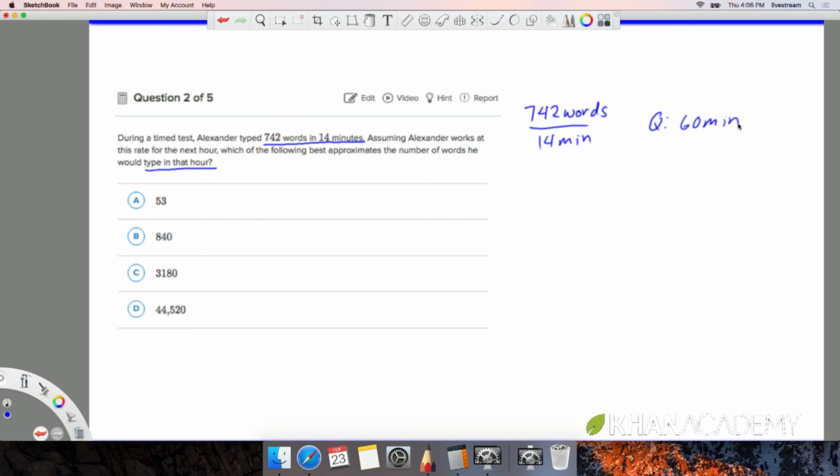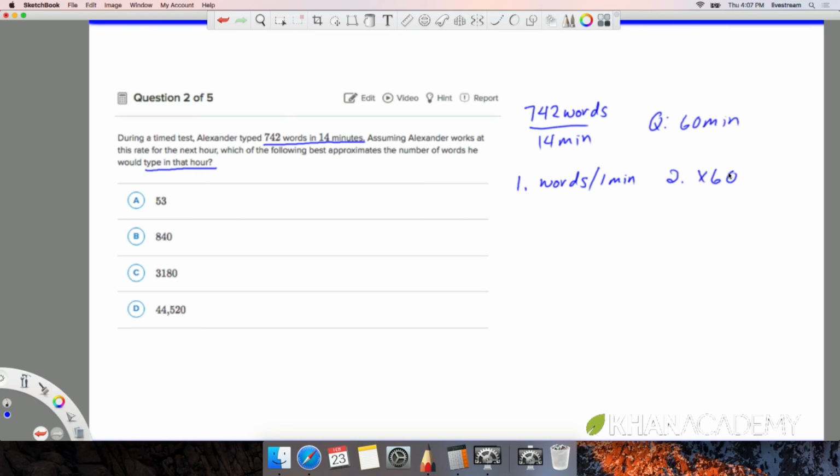And the next thing I want to do is think through the process I want to follow to solve this question. So I think the first thing I could do is figure out how many words per 1 minute. And then because the question is asking me how many words would he type in 1 hour, the second thing I can do is multiply by 60. So that seems like a good process and will get me all the way to the final answer.